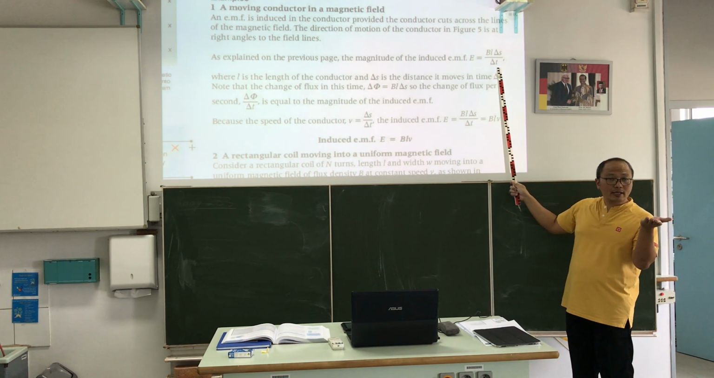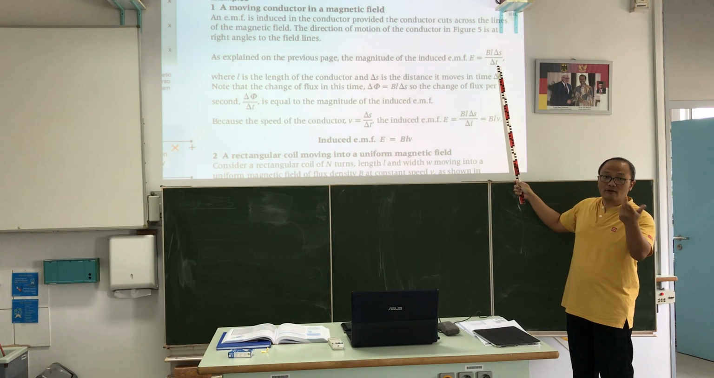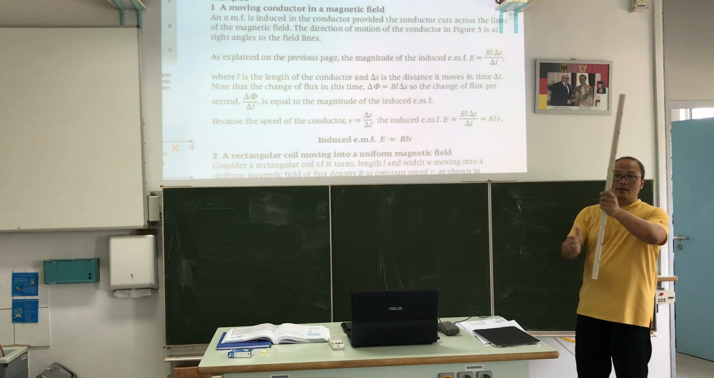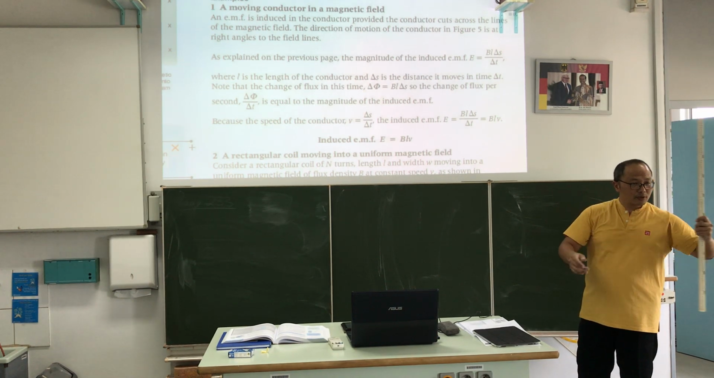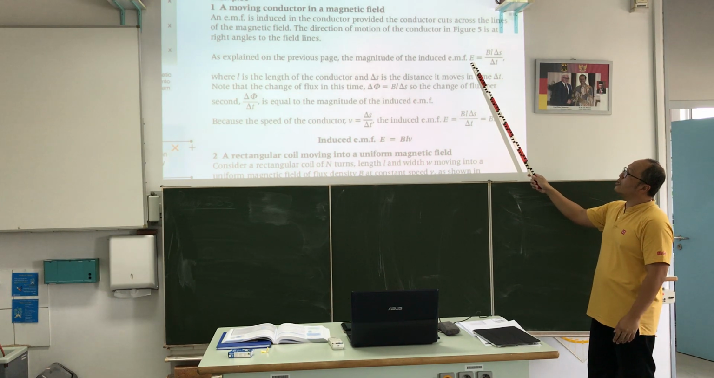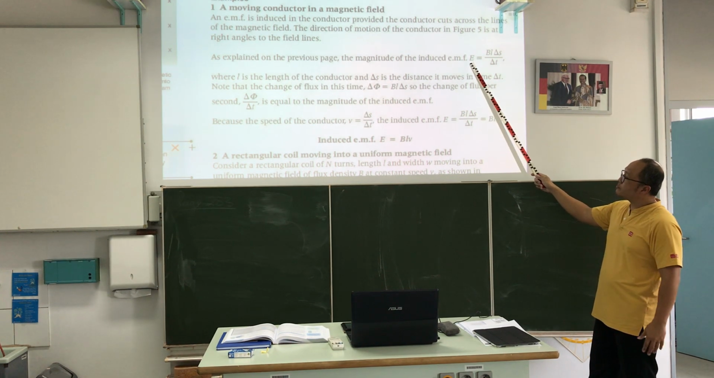And why the over delta T? Because it is the change of the area. Not the whole area, but the change of the area that has been swept out by this conductor, that causes the induced EMF. And this is epsilon, the same epsilon.